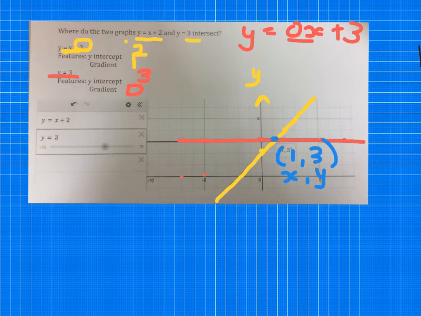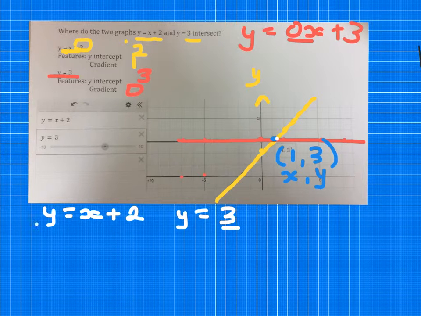What does that really mean though? At the point where they intersect, the equation y is equal to x plus 2 has the same coordinates, or the same values, as y is equal to 3. That means that the 3 could be substituted into this equation because the y has got to be the same. So 3 is equal to x plus 2, and we've formed ourselves an equation. What is the value of x? x plus 2 is equal to 3. We can just see that x is equal to 1.